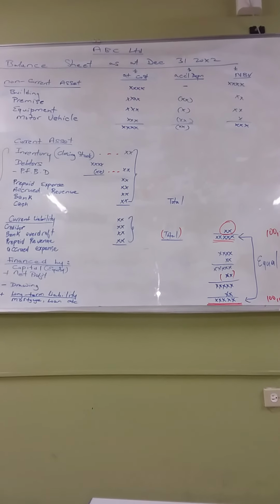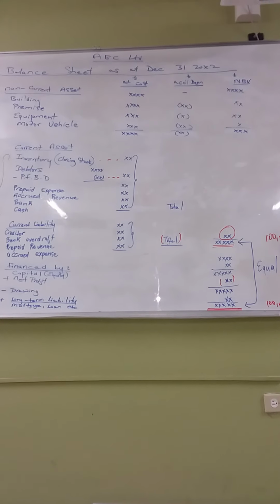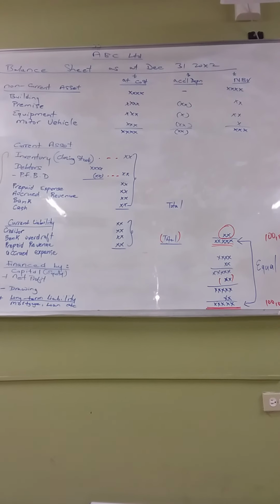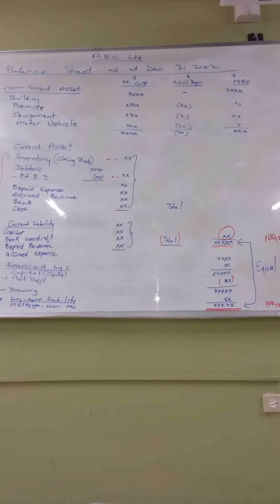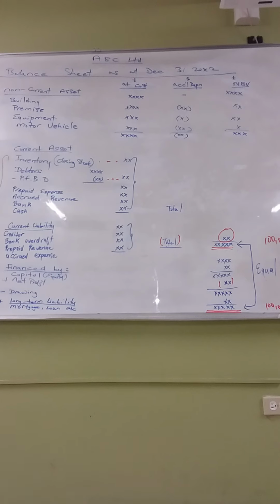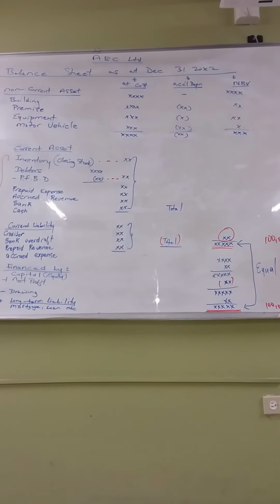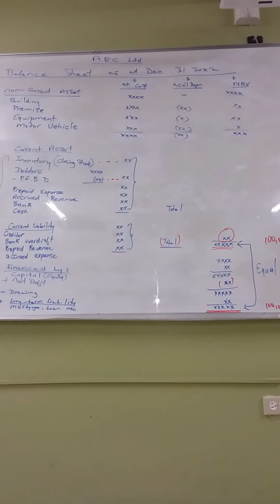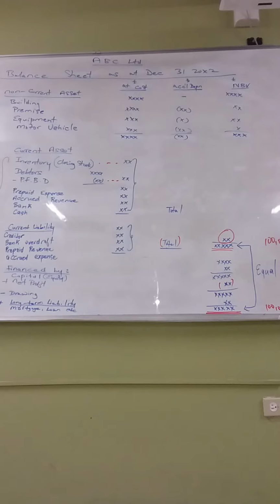Meaning that the assets that are slowest to convert to cash will be listed first. We discussed this in our earlier lessons. So you have building, premises at cost, equipment at cost, motor vehicle at cost, providing that these were the only non-current assets that we had. The second column would have our accumulated depreciation. When we minus it from our at cost, we get our net book value. So you'll have the total of all of those columns there for the year 2002.